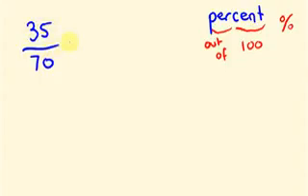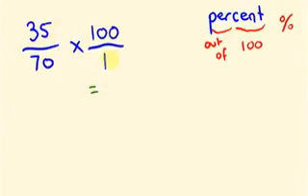So this is actually the same as a half, but let's treat it as we're just trying to work out percentages here. So we times it by 100 over 1. What does this equal? This equals 35 times 100 is 3,500 divided by 70 times 1. So 70 times 1 is 70. And we can cancel these zeros out.